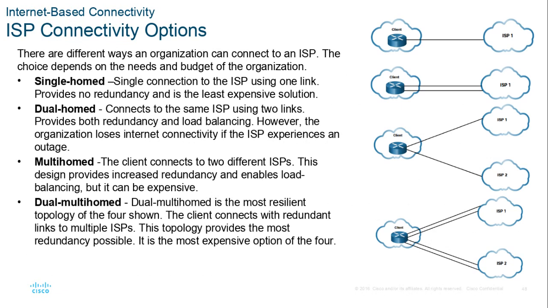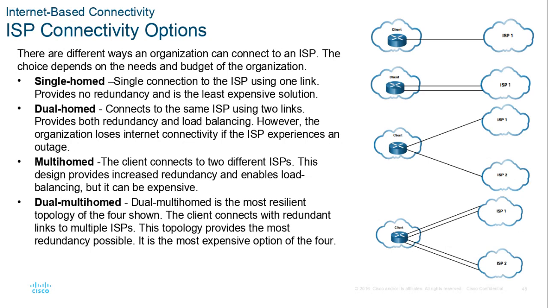Some connectivity options, we kind of talked about this before. We could do single home connection to the ISP using one link. So you have one link to one ISP. Now, I've heard of some people that are real nerds. They have one connection to the phone company, and they have one connection to the cable company, and they bridge them together and get faster bandwidth.